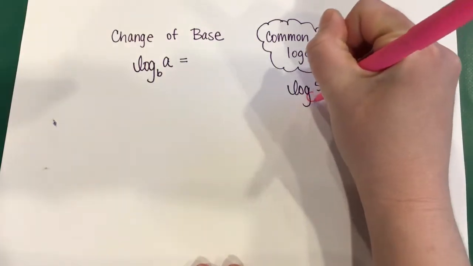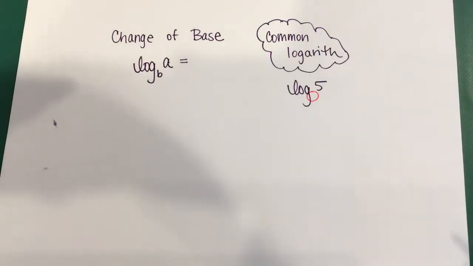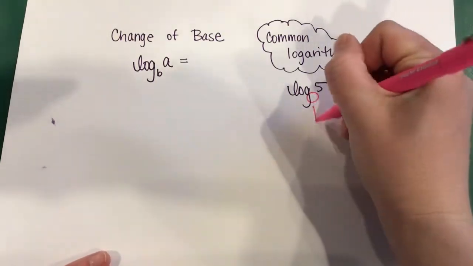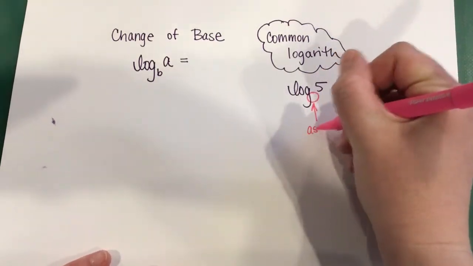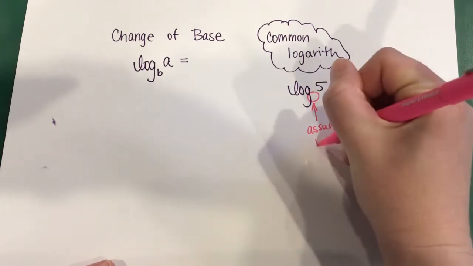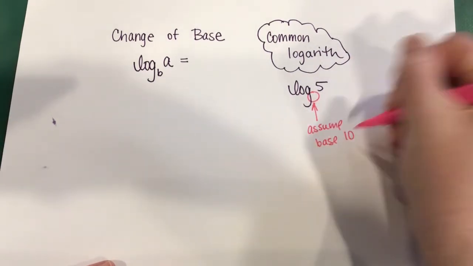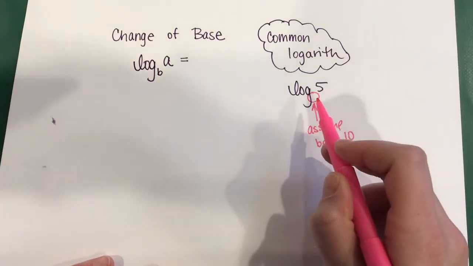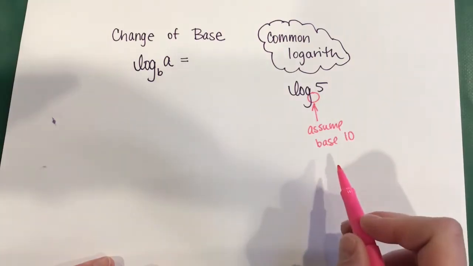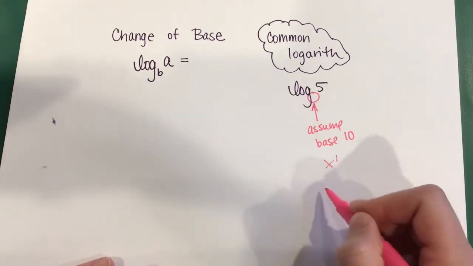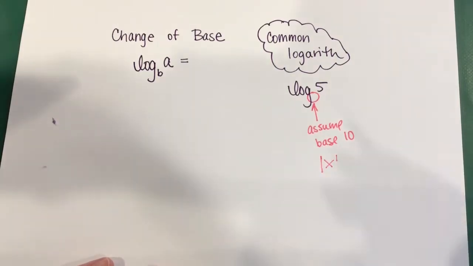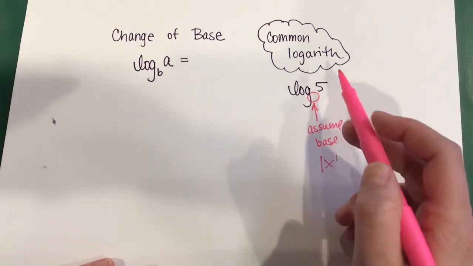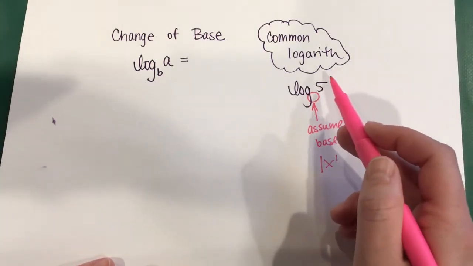So if you look here, we don't see a base written. But if you have the word log and you're taking the log of something, what we would do here is assume it's a base of 10. So anytime you don't see a number here as a base, you assume it is 10. Just like if we have x, we assume it has an exponent of 1, we assume it has a coefficient of 1. So here, base 10. That is called your common logarithm.